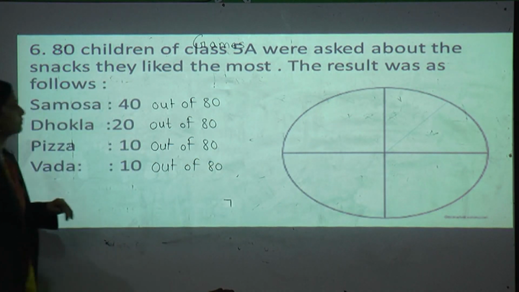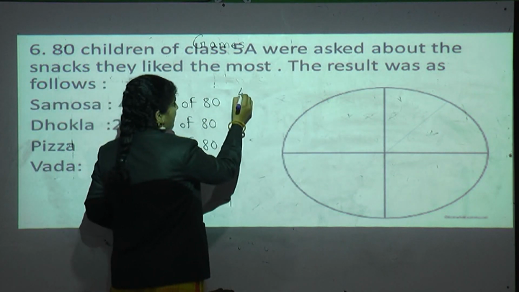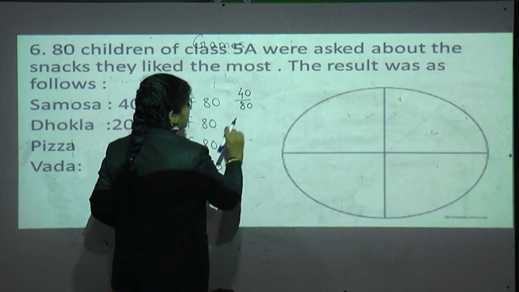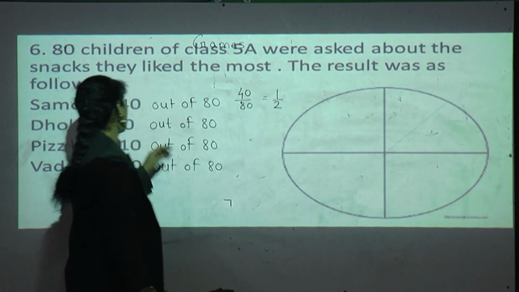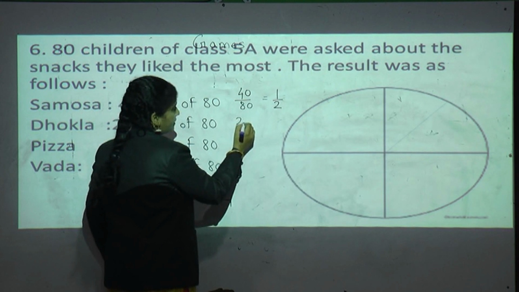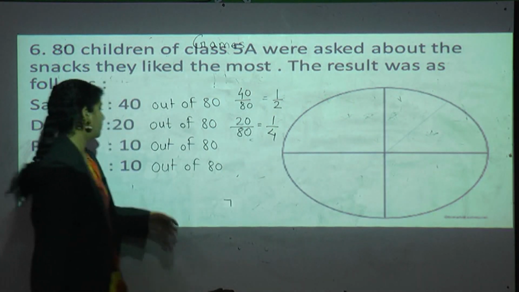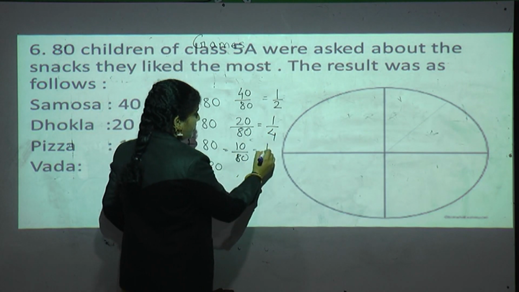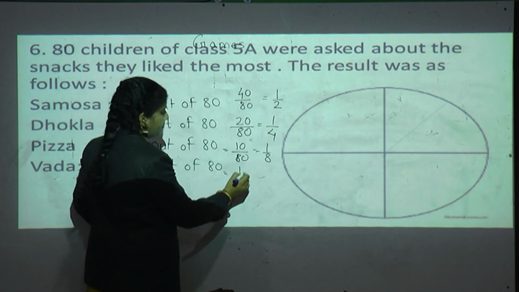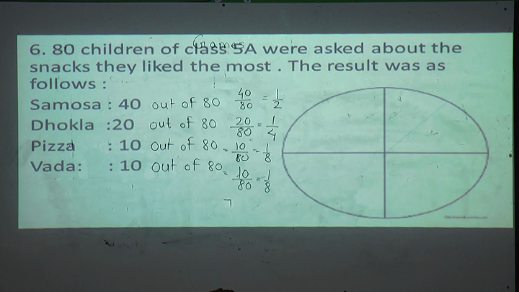Okay. Now, first of all, convert it into fractions. 40 divided by 80 is equal to 1 upon 2. Now, 20 out of 80 is 1 upon 4, and 10 out of 80 means 1 upon 8. Here also the same, 10 upon 80 is 1 upon 8. Now students, using this information, just draw the circle graph.